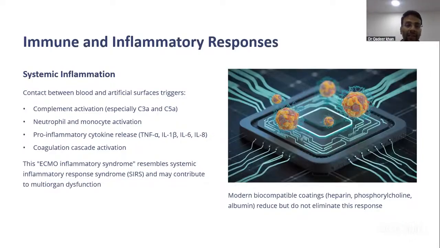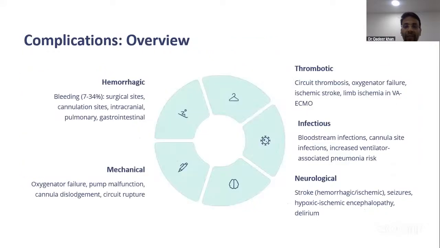Inflammatory response, as I told, the ECMO inflammatory syndrome is similar to SIRS because of the complement activation. When the blood flows to the extracorporeal circuit, it triggers the release of cytokines, complement activation, monocyte activation, and pro-inflammatory cytokines like TNF alpha, interleukin 1, interleukin 6 are released, and it can create activation of the coagulation cascade. So more often now, recent advances have been applied to decrease this ECMO inflammatory syndrome, by modern biocompatible methods of decreasing the inflammatory response with the extracorporeal flow of blood.